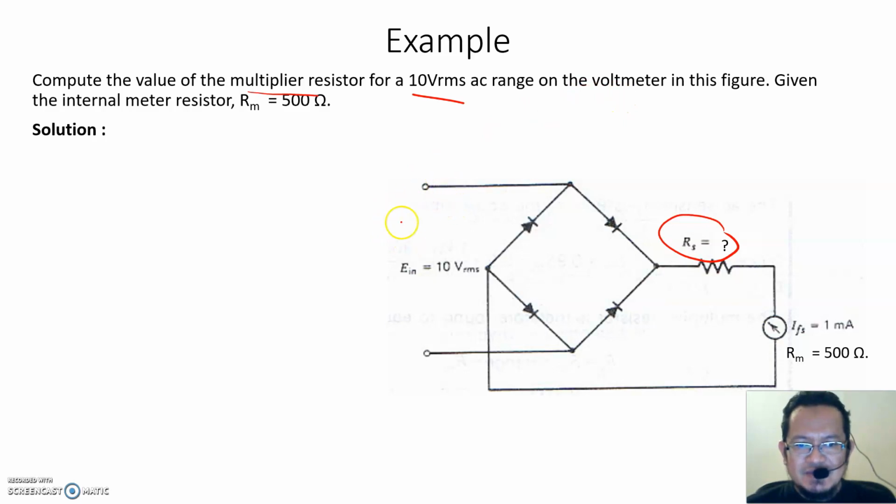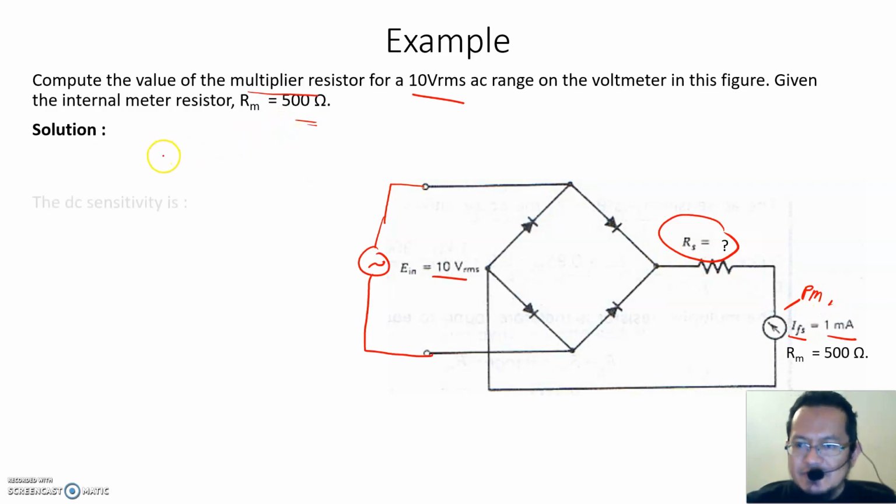It's given that the input of this AC meter is an AC voltage with RMS value of 10 volt. Given that the internal meter resistor is 500 ohm and the full scale deflection current is 1 milliamp. So this is the meter, this is the PMMC meter. So how to solve this?